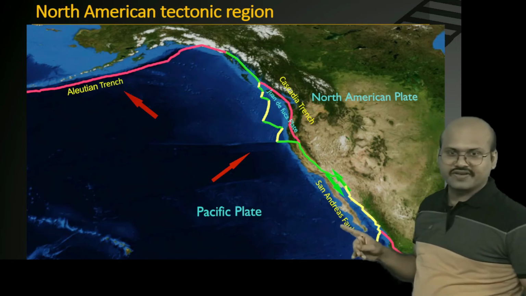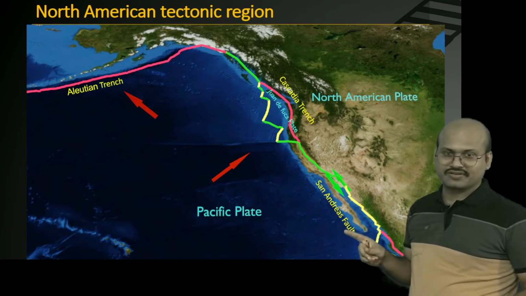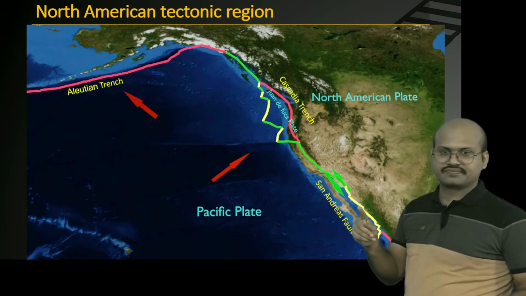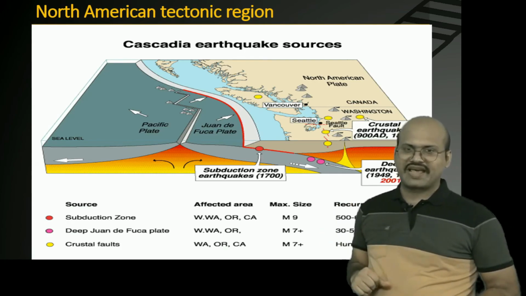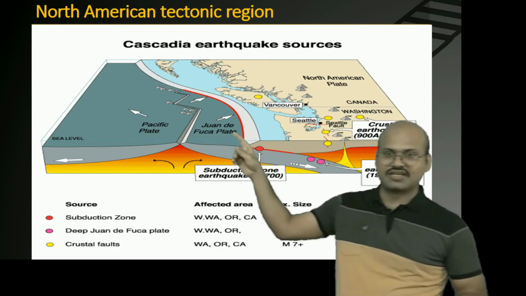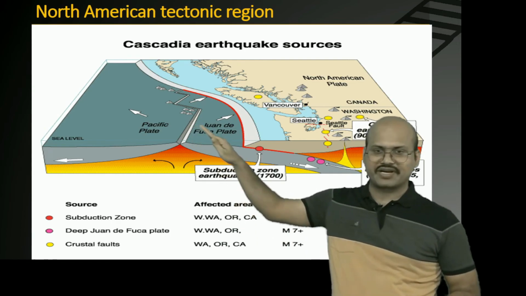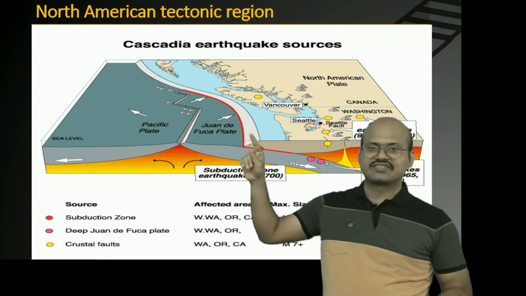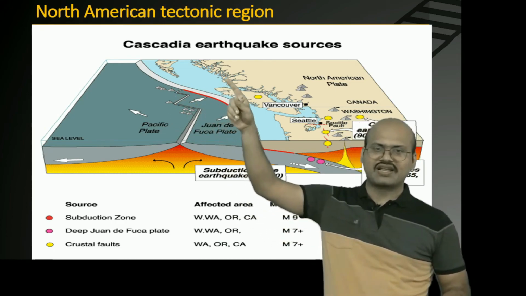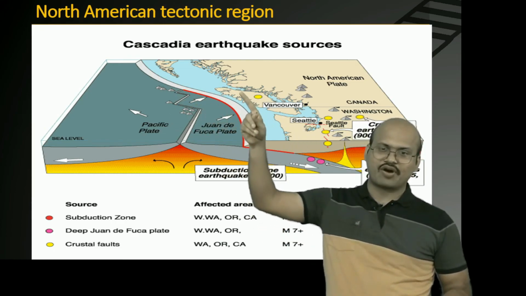Here we see the famous San Andreas transform boundary. This is a major source of earthquakes here and passes through the Gulf of California. This is another diagram of this region, and we can see that the Juan de Fuca plate is subducting under the North American plate, which is creating a subduction zone here, and that is why there are a large number of volcanic mountains on the margin. Now let's discuss all the points quickly.